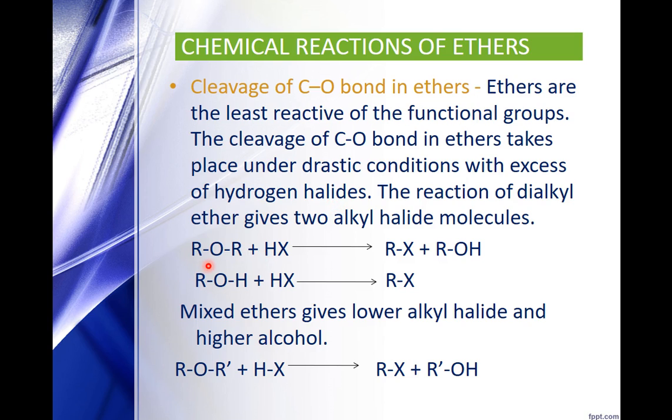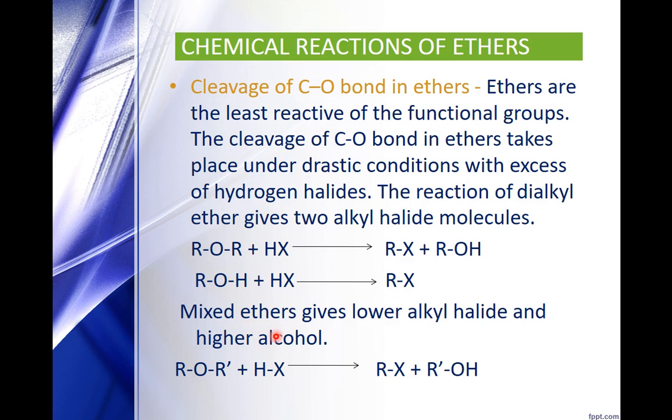This is dialkyl ether. Reaction with hydrogen halide, the bond breaks from here. One of the R group combines with X to form RX and the RO group combines with H to form ROH. This ROH molecule further reacts with HX to form one more molecule of RX. Means in overall reaction, you get 2 molecules of alkyl halide.